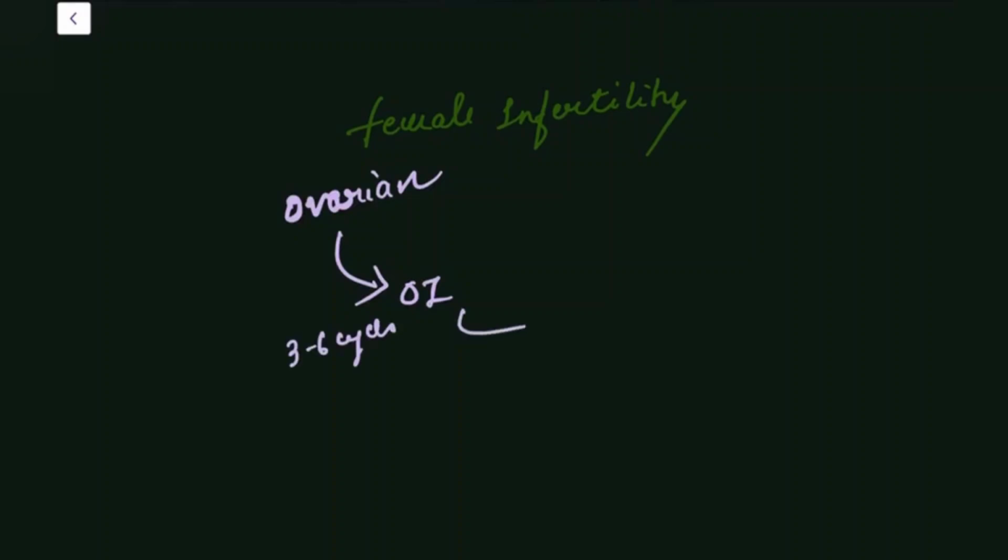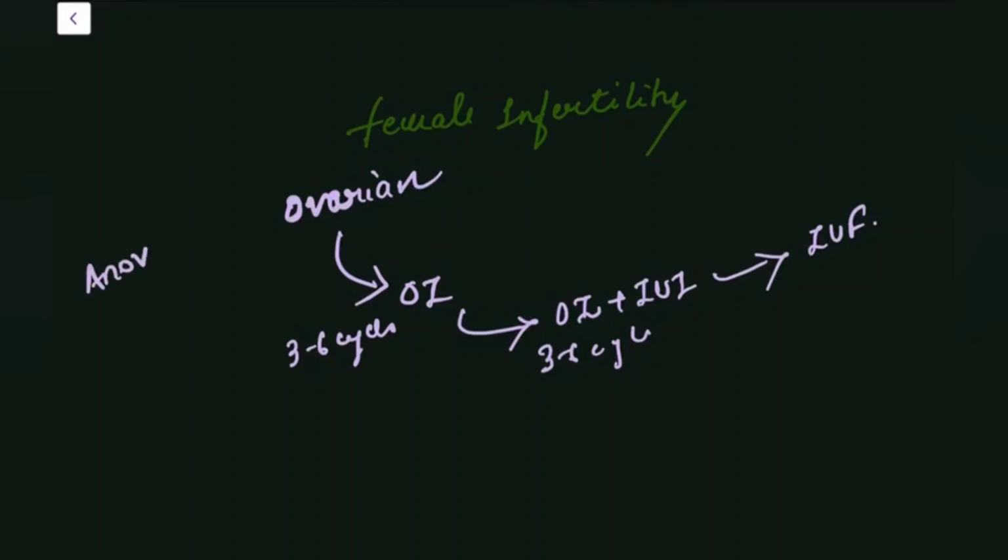If that fails, then we combine ovulation induction with IUI for another 3 to 6 cycles, and if that also fails, then we take the patient for IVF. Okay, so these anovulatory disorders are classified into 4 groups. Group 1 is hypogonadotropic hypogonadism. The next, group 2, is eugonadotropic eugonadism.